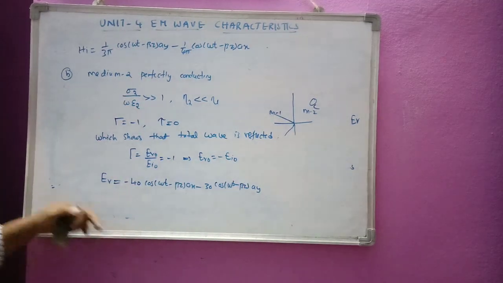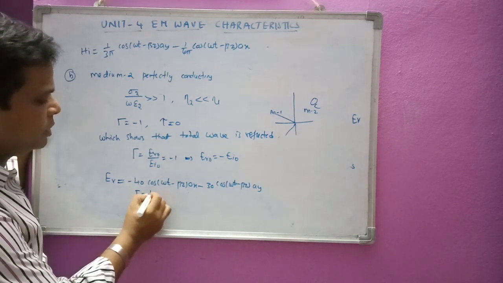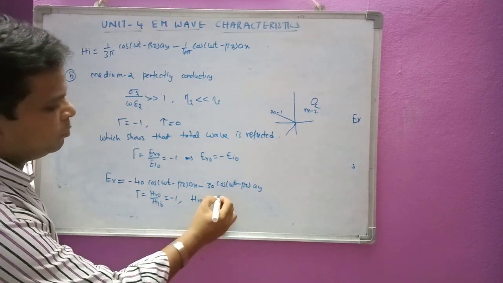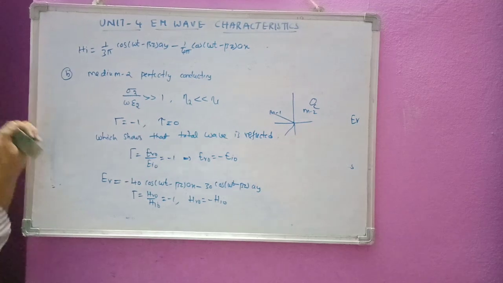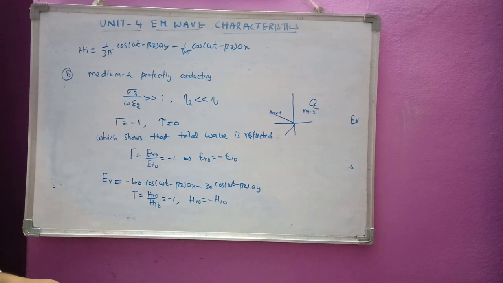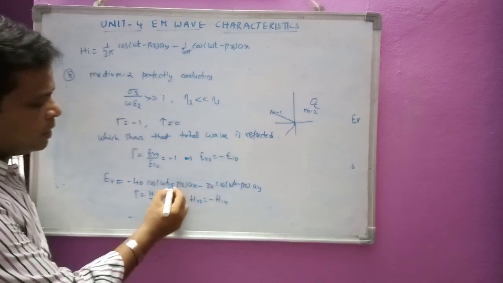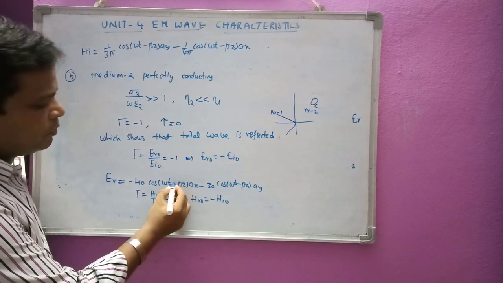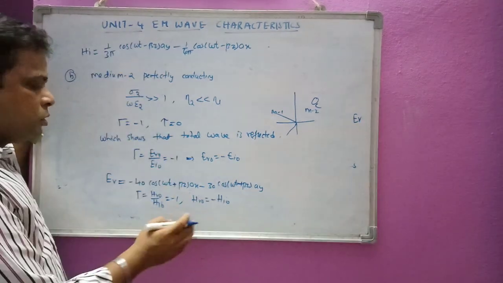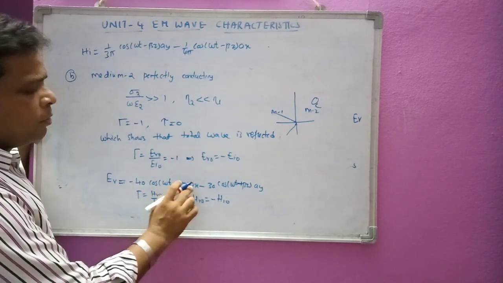Next, similarly, HR will be the same here also. Gamma is HR0 by HI0, which is minus 1, so HR is equal to minus HI0. But for the reflected wave we have to remember one point: the wave propagates in the negative z direction, that's why we have to take plus here and plus here. I forgot that earlier. In the incident wave we have minus and minus, but in the reflected wave we have plus and plus.